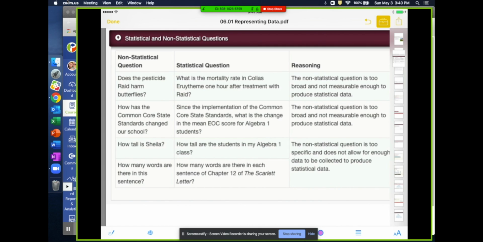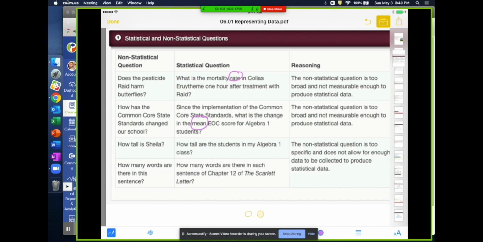How tall is Sheila? How many words are there in this sentence? And then to compare with that, or contrast the statistical question, for the first one it says, what is the mortality rate in... after treatment with RAID. Sorry, I totally botched that, but you'll notice how specific that question is versus the previous one on the left.